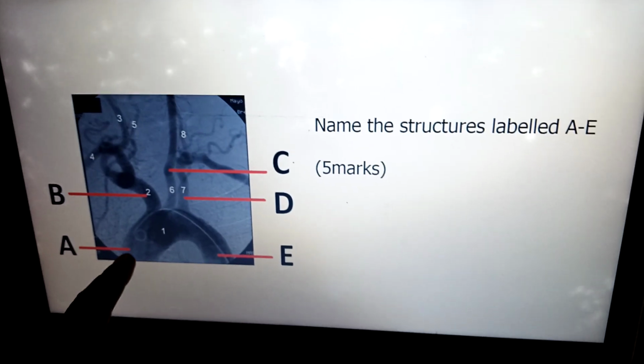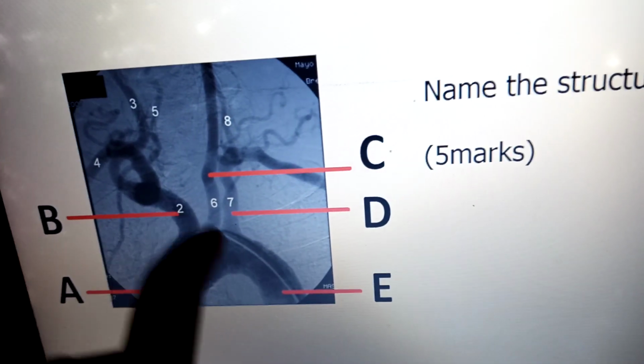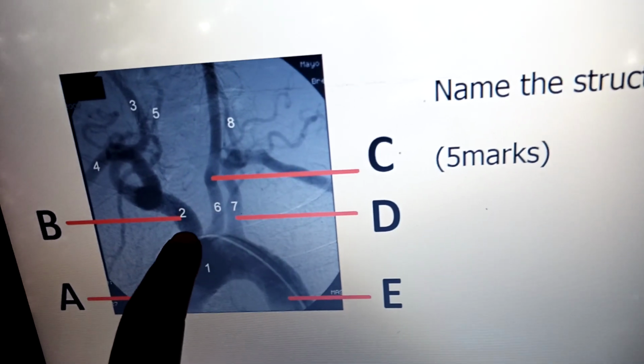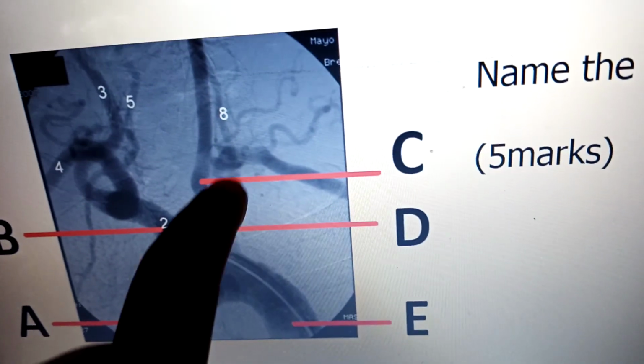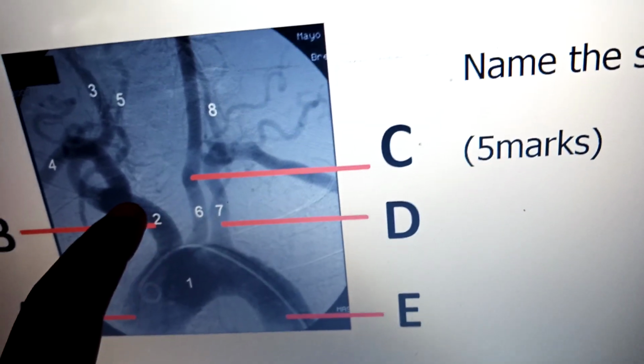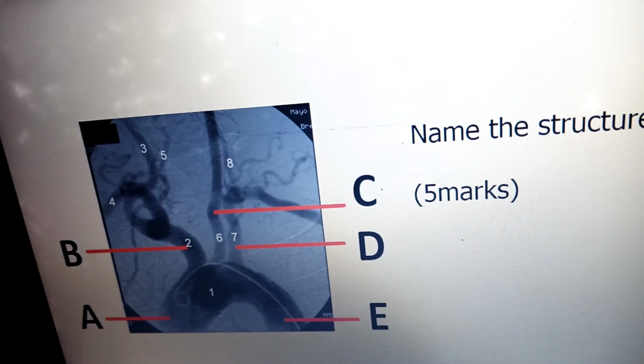So basically, this is the arch of the aorta, and so you have branches from the arch of the aorta. So you have your brachiocephalic trunk, you have your left common carotid, your left subclavian. Brachiocephalic divides into the right subclavian and the right common carotid.